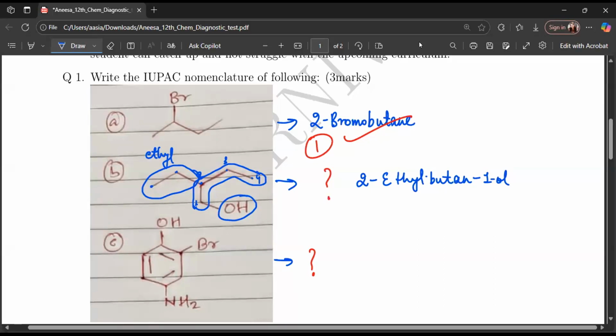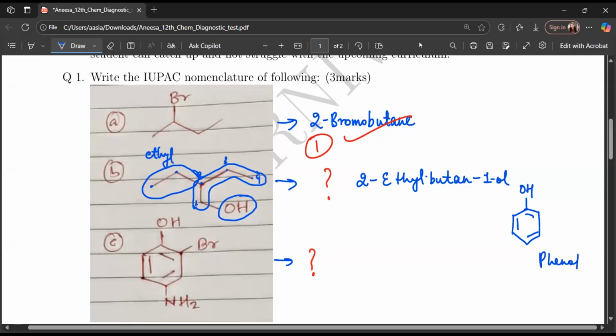Similarly for the third one. You can see over here, what is this? First tell me. See, this is your benzene, right? Yes, ma'am. And when OH is attached directly to the benzene, what is it called? Phenol. Yeah, it's phenol, right? So phenol is your parent chain.